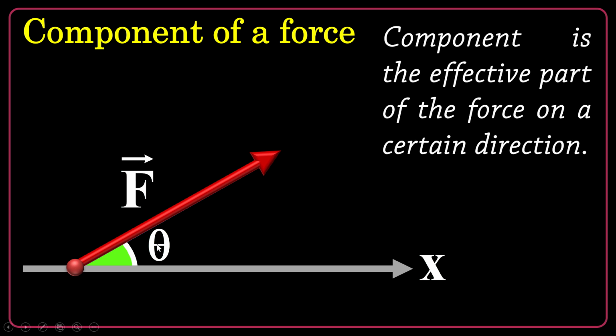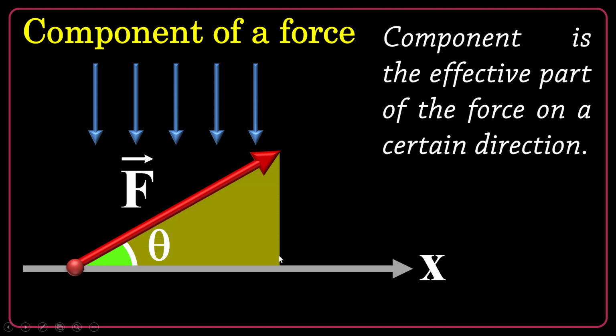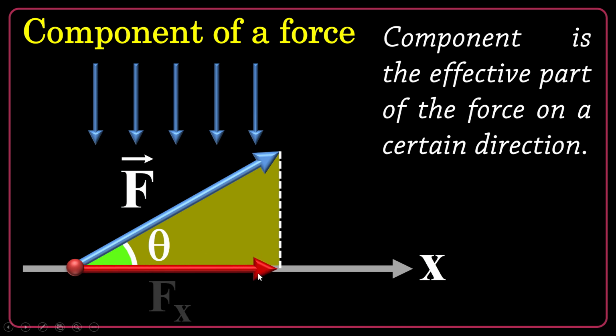What do I mean by the effective value? Let's have a vertical downward shine of light over F. F will make a shadow on horizontal, and the length of this shadow is called the effective force on horizontal direction. It is called the component. How can I find this Fx?